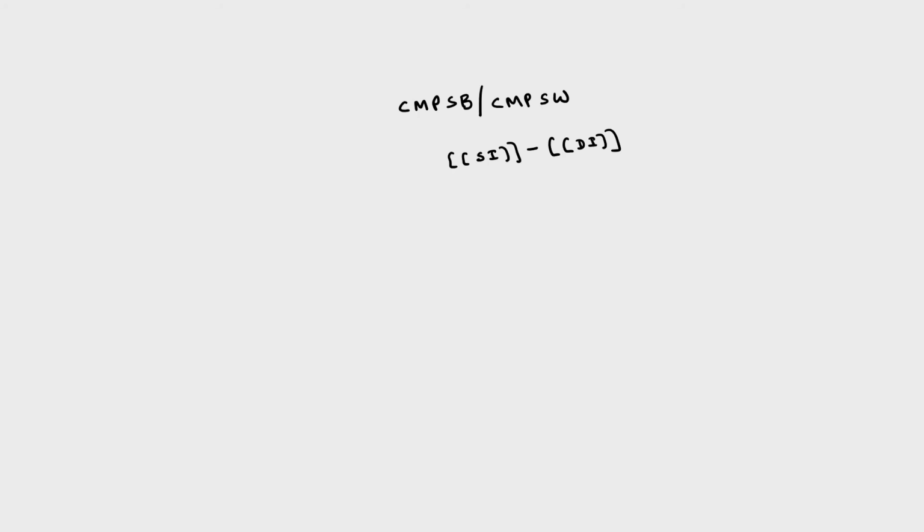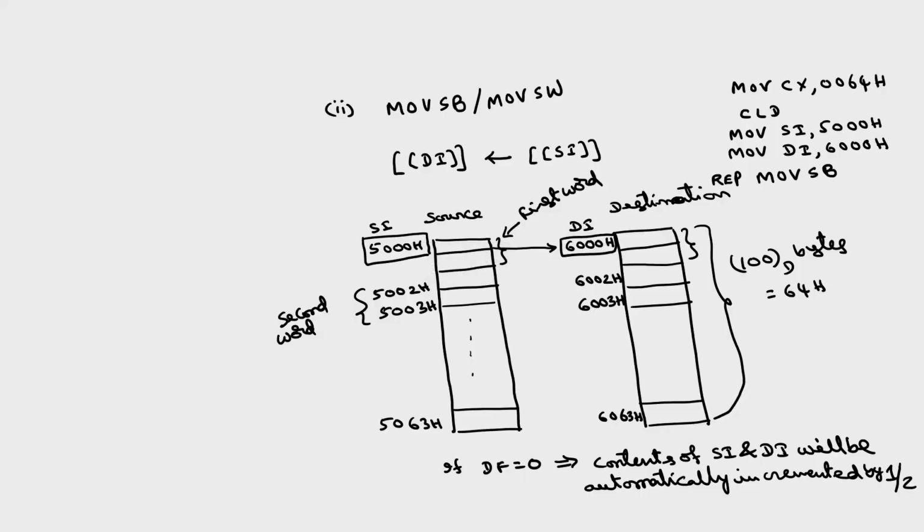Also the same thing: if the direction flag is cleared, the contents of SI and DI will be automatically incremented by 1 in case of string byte. In case of string word, the contents of SI and DI will be automatically incremented by 2. So, this will compare this data.